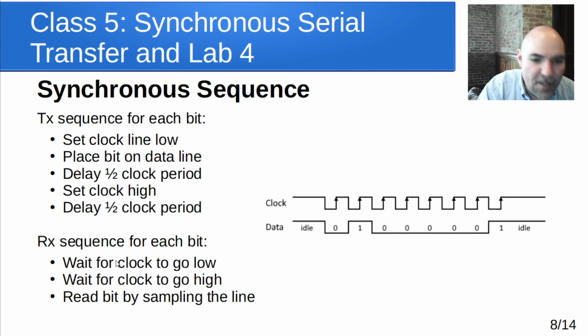Now on the receiver, notice how simple this is. It waits for the clock to go low, and then waits again for the clock to go high. As soon as that clock goes high, we read the bit by sampling the line and say, okay, the clock went high, read the line, there's a 0 on the line. Store that in our byte, and then we count up. As soon as we've repeated this 8 times, we have our entire byte.